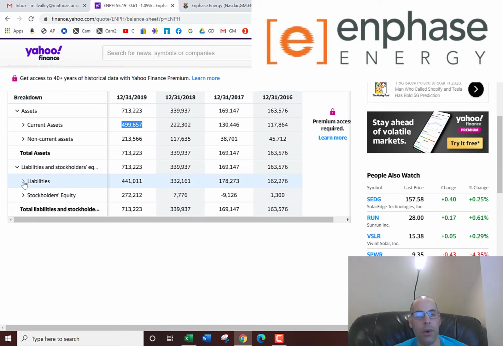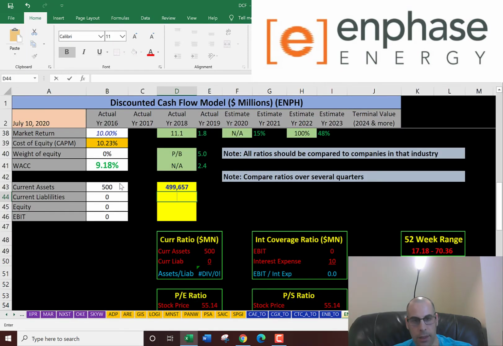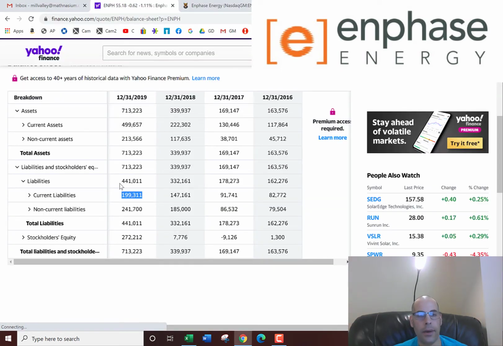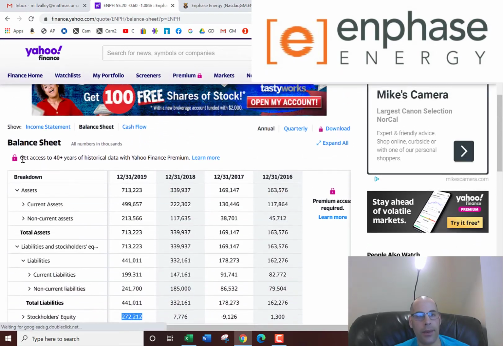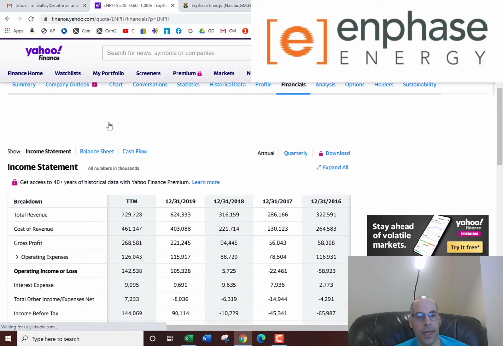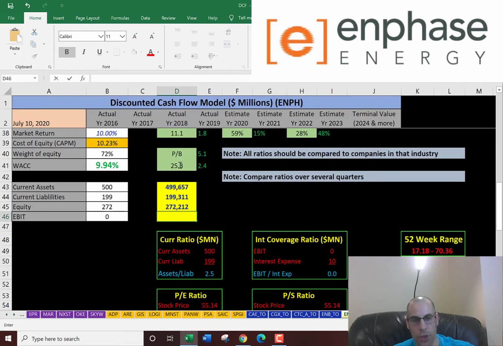And let's look at their current liabilities. And this is what the company owes within the next 12 months. And that's $199 million. And let's get their equity. That's the value of the company according to the balance sheet, $272 million. That's total assets minus total liabilities. And we also need their EBIT, earnings before interest and taxes. On the income statement, that's called operating income. And that's how much money the company makes on its operational business, but before it pays interest and taxes.